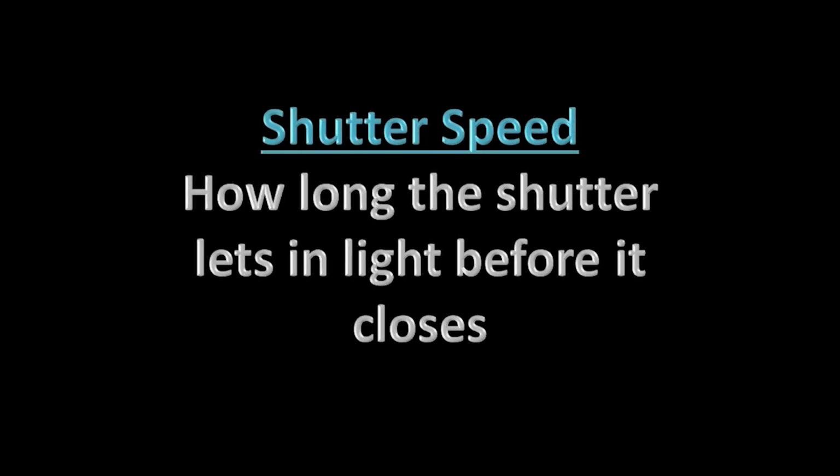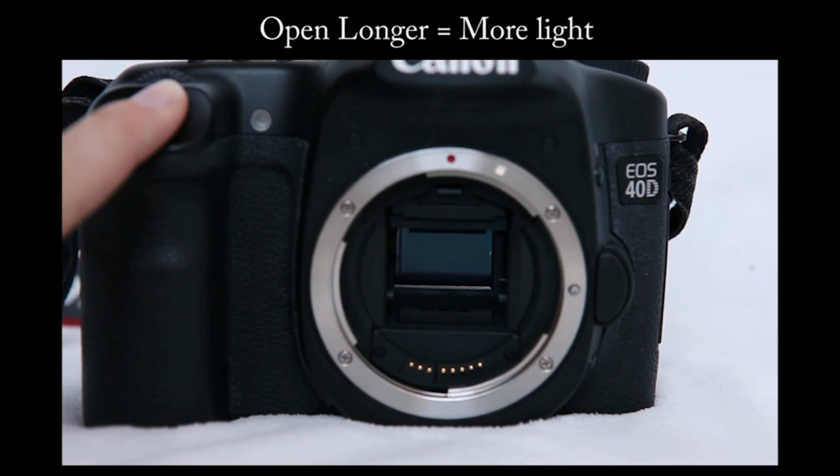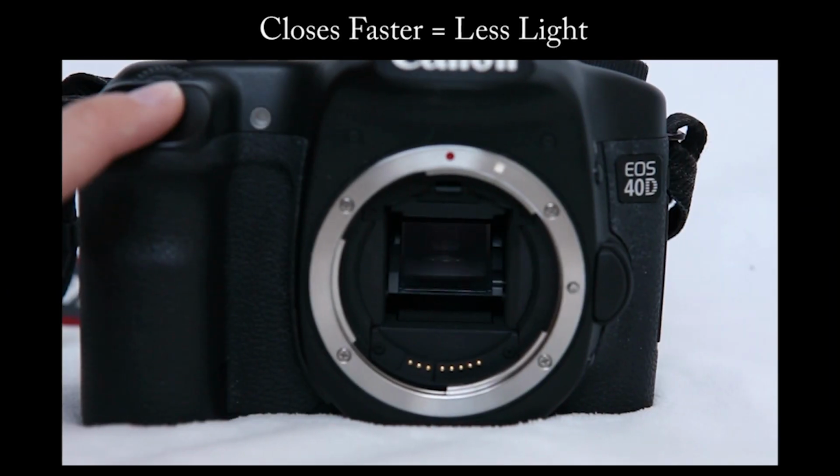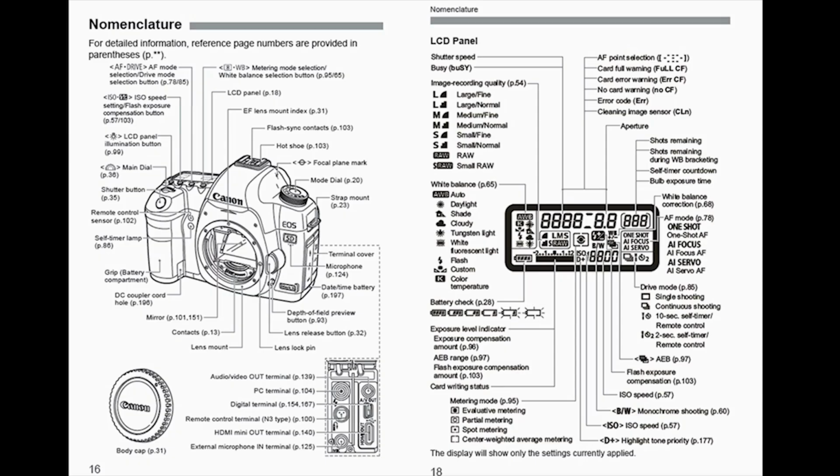Your shutter speed refers to how long the shutter is left open to let in light when you capture your picture. The longer it's open, the more light is let in. The faster your shutter closes, the less light you're letting in. Check your camera's quick start guide for the dial that changes the shutter speed on your specific camera model and where you'll see the speed on your information screen.